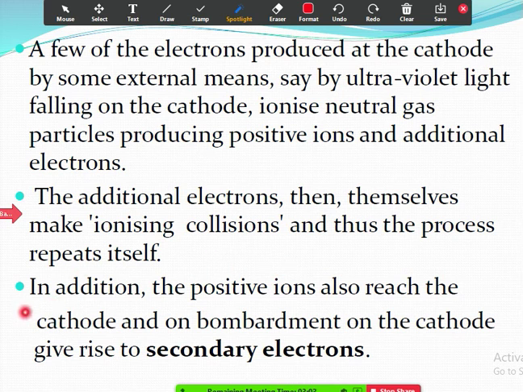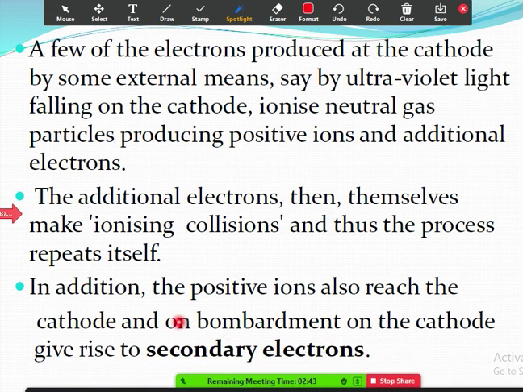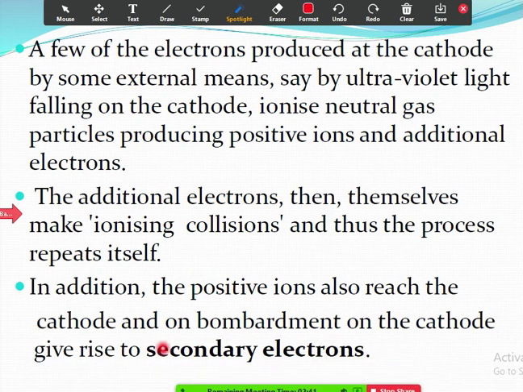Okay, look at the third point. In addition, the positive ions also reach the cathode. Whatever positive ions are created will reach the cathode, and on bombardment on the cathode they give rise to secondary electrons. So this is your next topic.